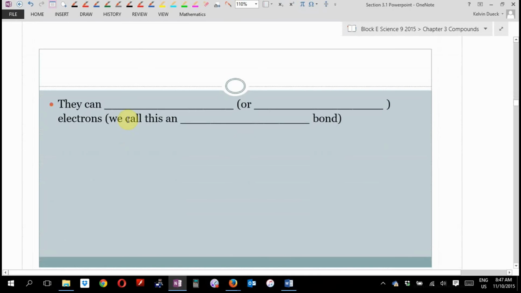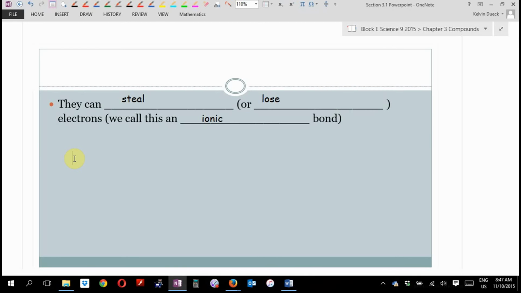The second way is they can steal or lose electrons. We call this an ionic bond. So in an ionic bond, you're saying mine. What's the first letter of ionic? It's all about I. Me, mine.